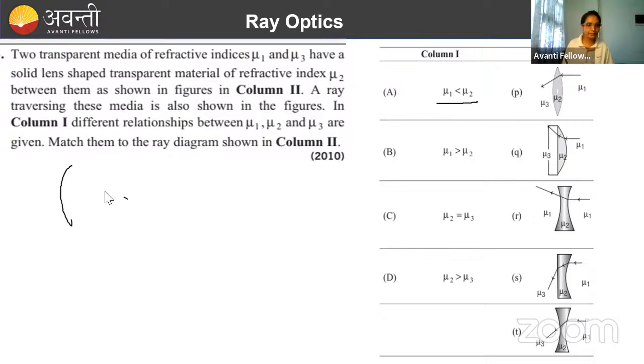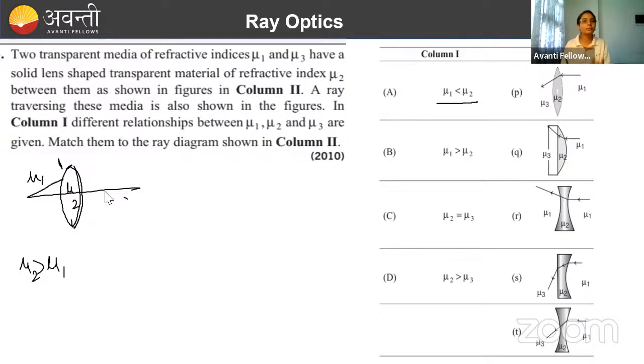Let's say you are taking a convex lens like this, and suppose a ray of light is falling on this surface, on surface 1 I'm telling. So if we have to see if light will bend towards the normal or away from the normal, we will simply check the refractive index. If it is mu1 and mu2, and if mu2 is greater than mu1, which generally used to be the case, light will bend towards the normal after refraction. So light is going to bend towards the normal.